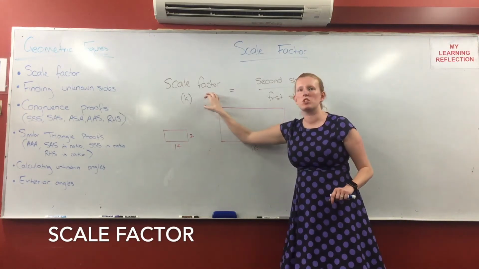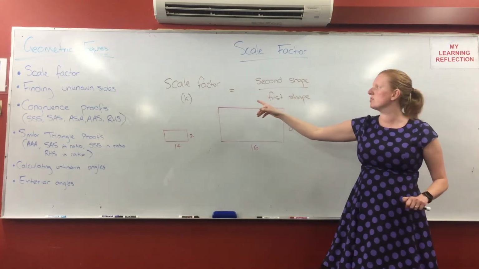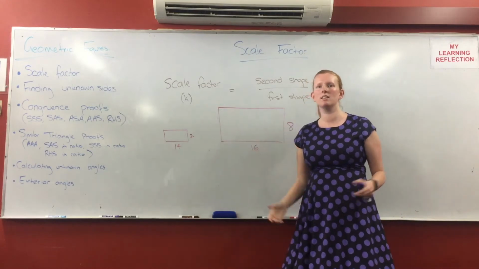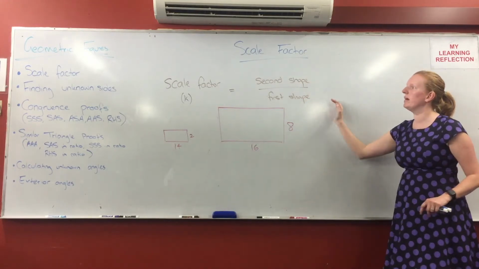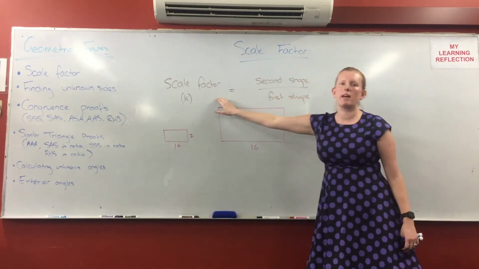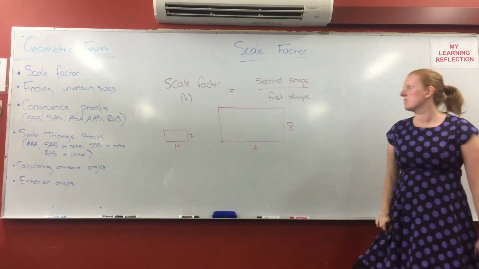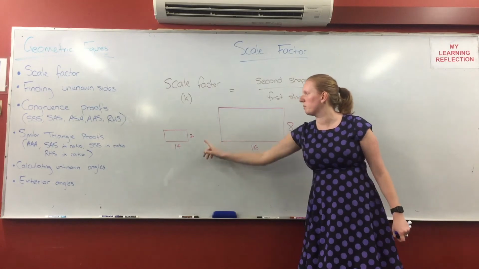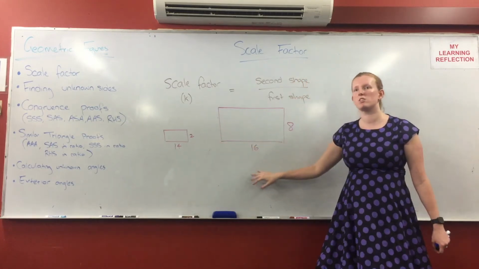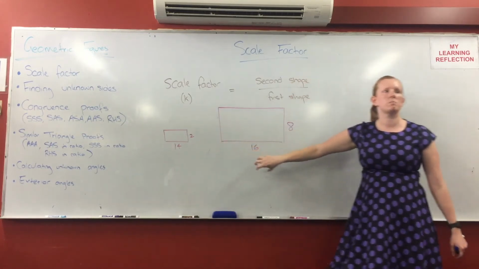Now, for some reason, mathematicians use the letter K to mean scale factor. Anyway, when you're trying to calculate scale factor, you put your second shape over the first shape. So you just read them like a book, from left to right. So this is my first shape. This is my second shape.